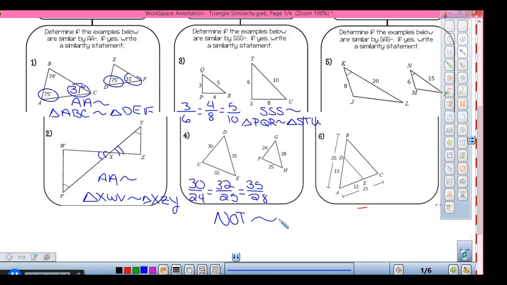If you want to write out similar, go ahead, but I like to make little squiggly lines. Who doesn't? It's like artwork.